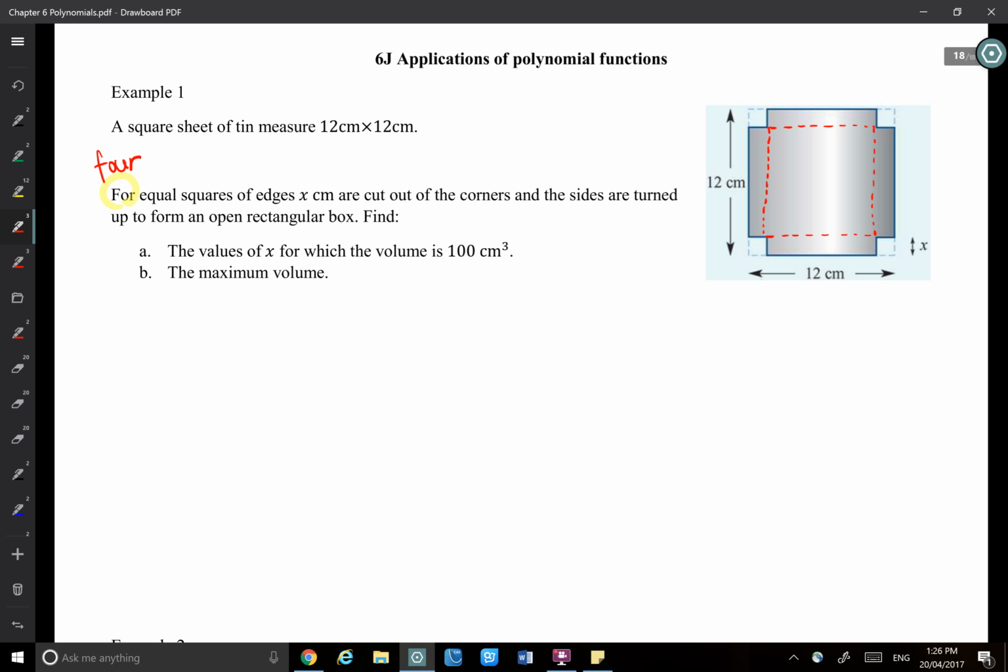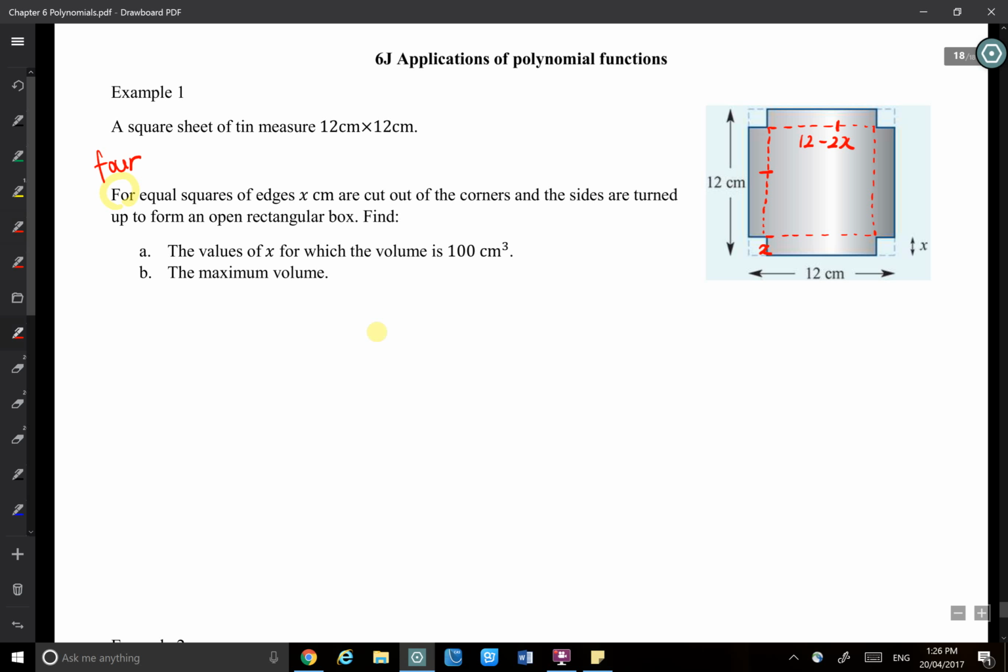Find the value of x for which the volume is 100 centimeters squared. First, for this rectangular box, what's the base? What's the length and width of the base, and what's the height? 12 minus 2x is the square base length. And the height is x.